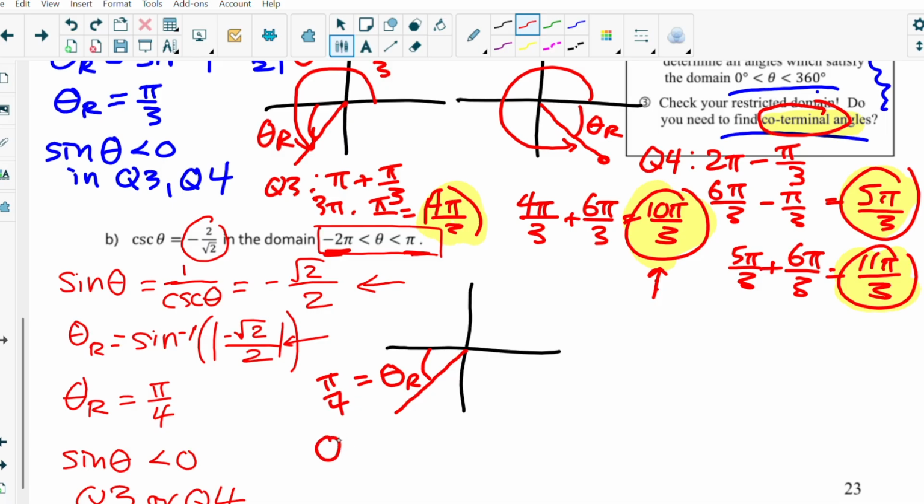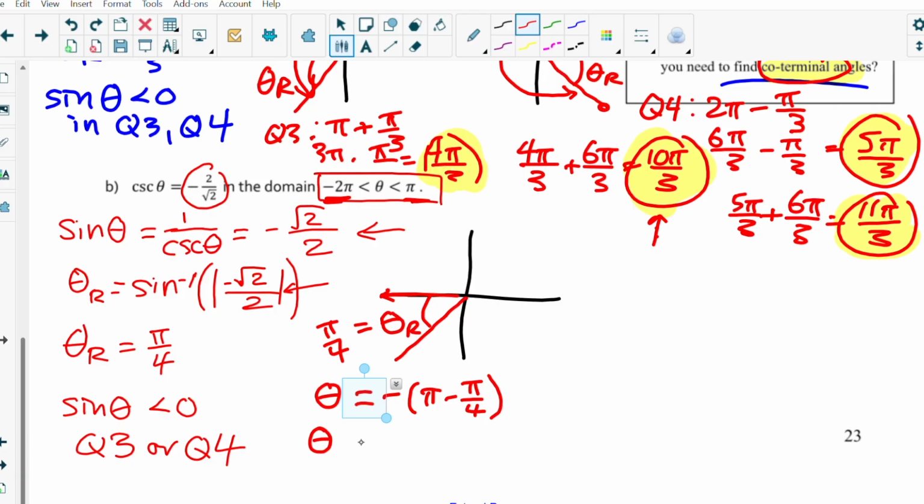So I'm going to do this. So theta in quadrant 3, I'm going to take the negative of the angle, right? So the negative of, and I'm doing pi, if this is pi right here, pi minus pi over 4, and that will give me the negative value of this angle that stays within my domain. So I go theta equals negative, that's 4 pi over 4 minus pi over 4, and theta equals negative 3 pi over 4. Okay, so that's in quadrant 3.